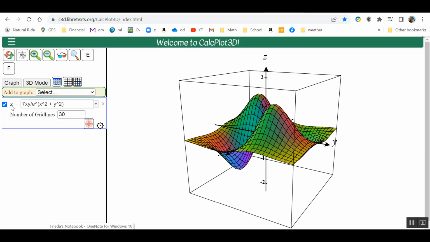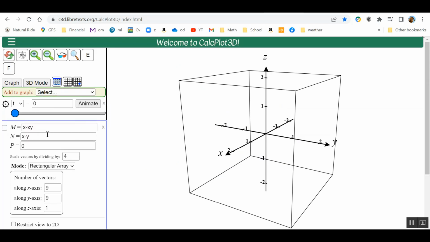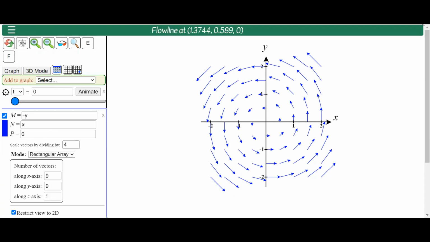Here we are, and let's get rid of that function. We can add a vector field by going to Add Vector Field, and the first component of the vector field we were looking at was negative y. The second component was x, and the third component was 0. And we can graph that, and there it is. And if we want to restrict that to 2D, we can do that. And we see a picture that's not exactly like the one in your lecture notes. Notice the arrows are going in a different direction. And that's because for the one in the lecture notes, I had the minus in front of the x and not the y. But it still gives you the idea of what a rotational vector field looks like.